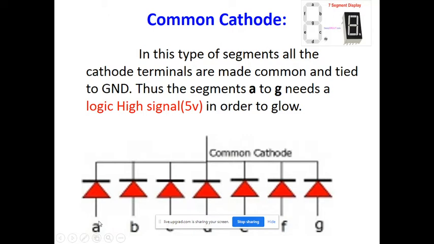Suppose we provide 0 on a terminal. In that case this terminal is 0 and the other terminal is also 0. Both are equipotential, so current will not flow, and the LED remains off. In this fashion, under the common cathode configuration, when you provide 1 the respective LED turns on, and when you provide 0 the respective LED turns off. This is the basic knowledge regarding common cathode.